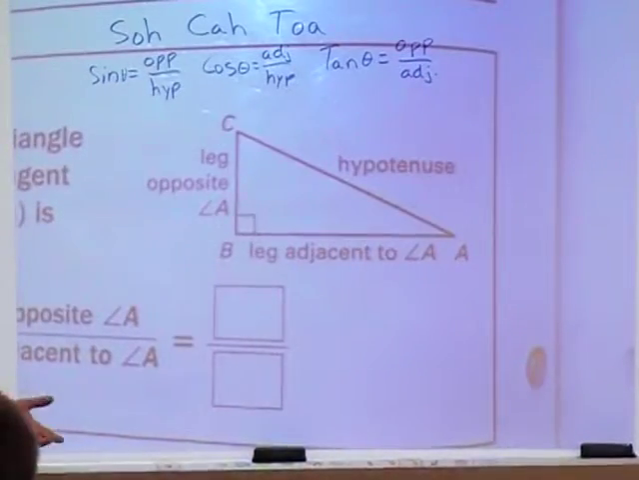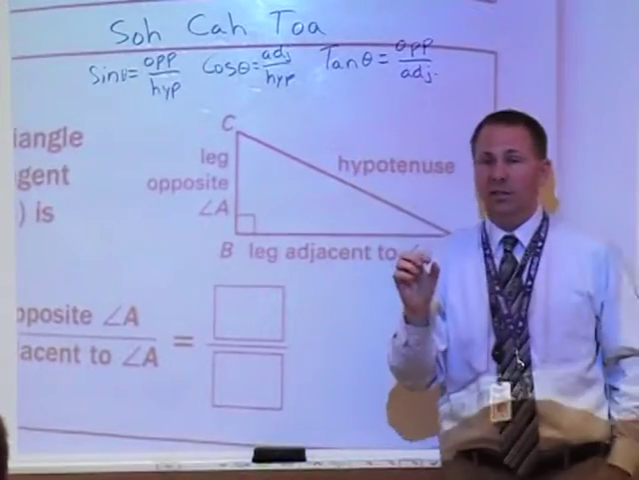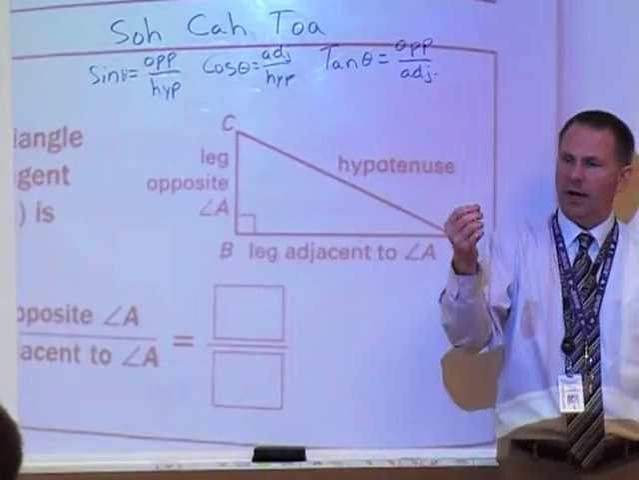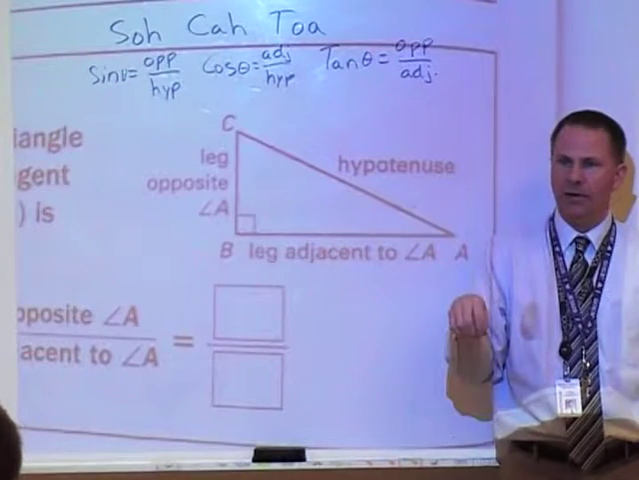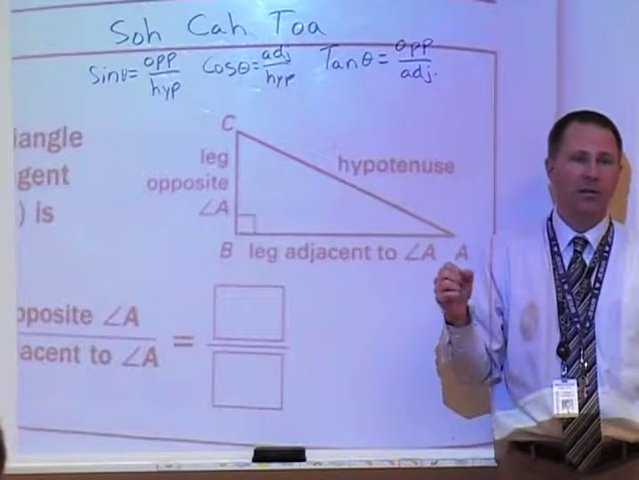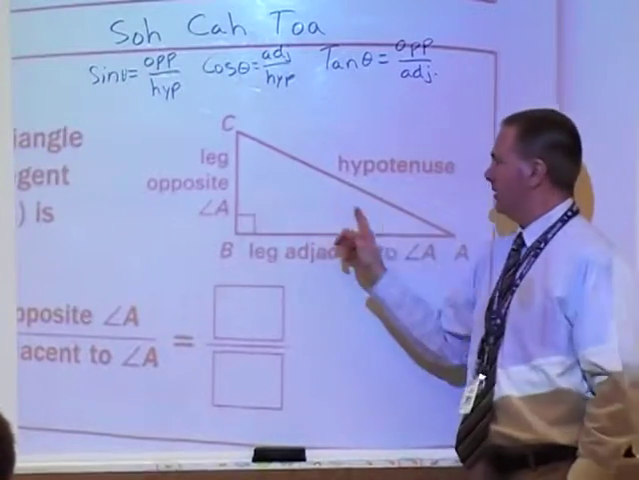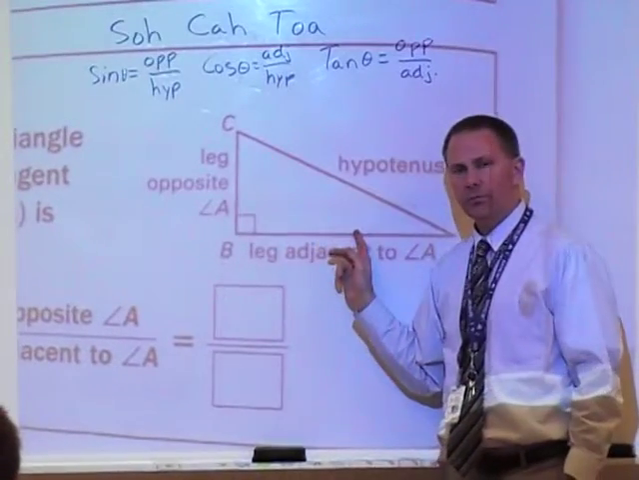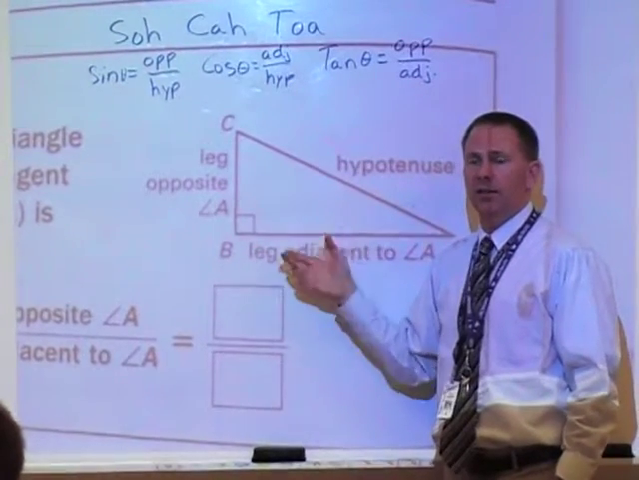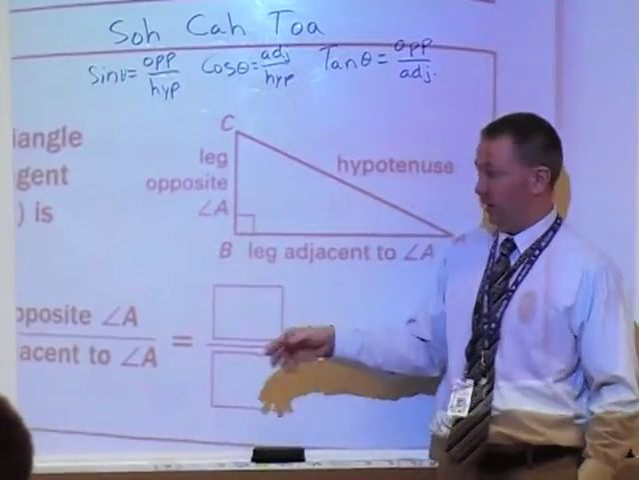So what we're dealing with in these trigonometry functions is positions of a right triangle. Meaning, you have two legs in a right triangle. Depending on which angle you're talking about, and in this case, the angle we're talking about is theta, there is a leg that is opposite that angle and a leg that is adjacent to that angle. And then you have the hypotenuse.